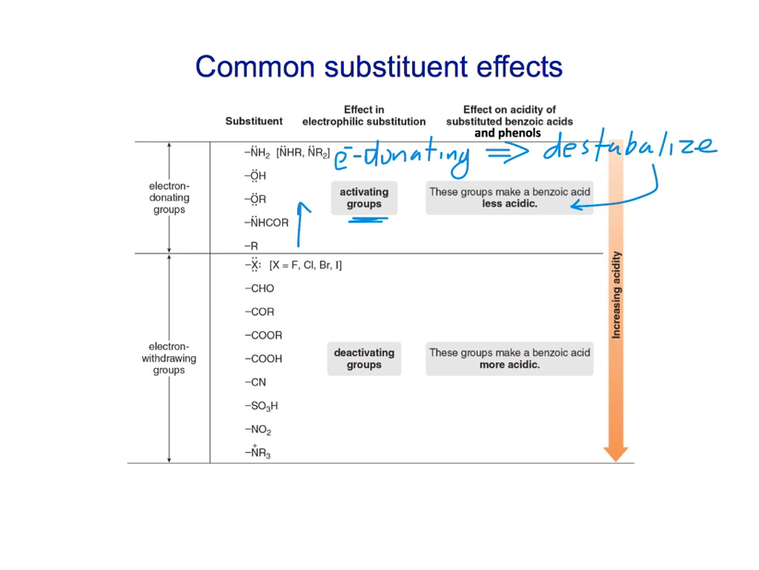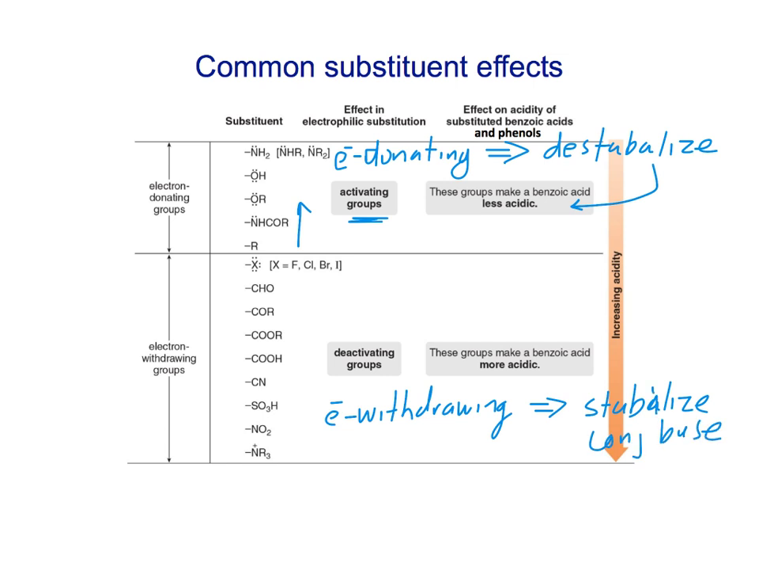Okay? At the other end, these are all electron withdrawing. Okay? And so these are going to stabilize the conjugate base. Okay, and so that makes the acid more acidic. All right, and these are all basically listed in order, right? It's not just two groups, right? As we go down, those groups become more electron withdrawing, and so if we had them on the ring, they would get stronger and stronger acids.